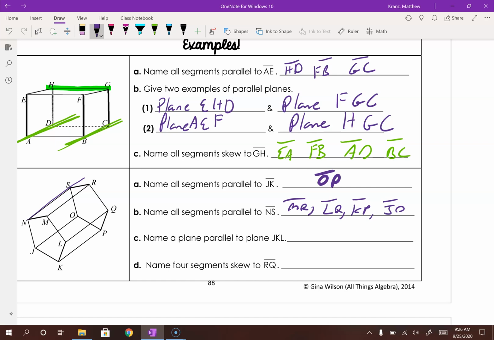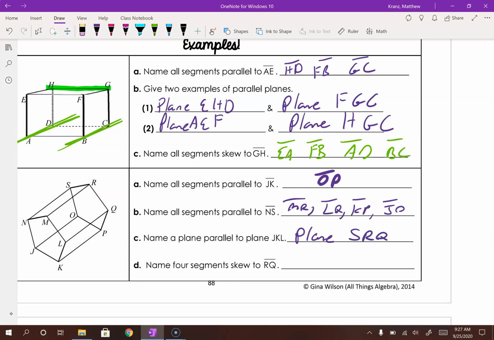All right. Name a plane that's parallel to JKL. So JKL, that would be this right here. So we can see this side here is what's parallel. So SRQ we can call it. So plane SRQ.